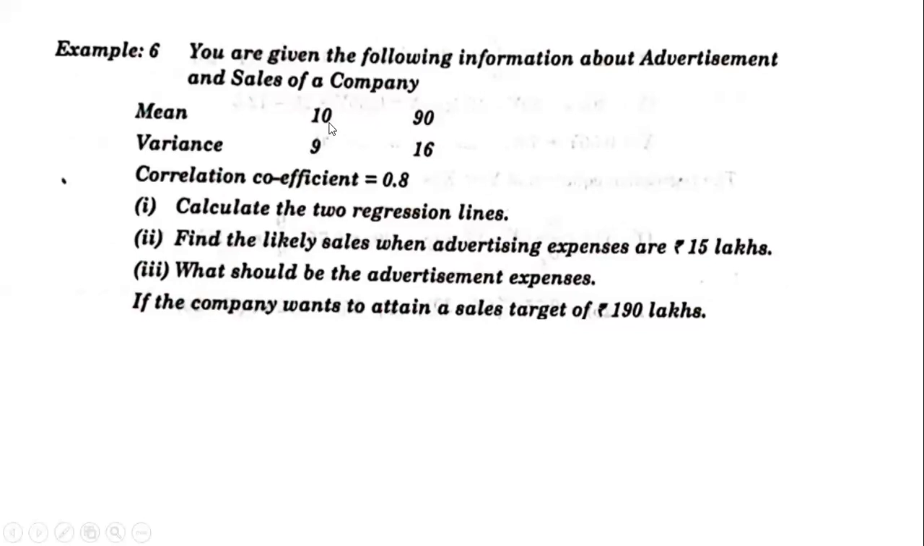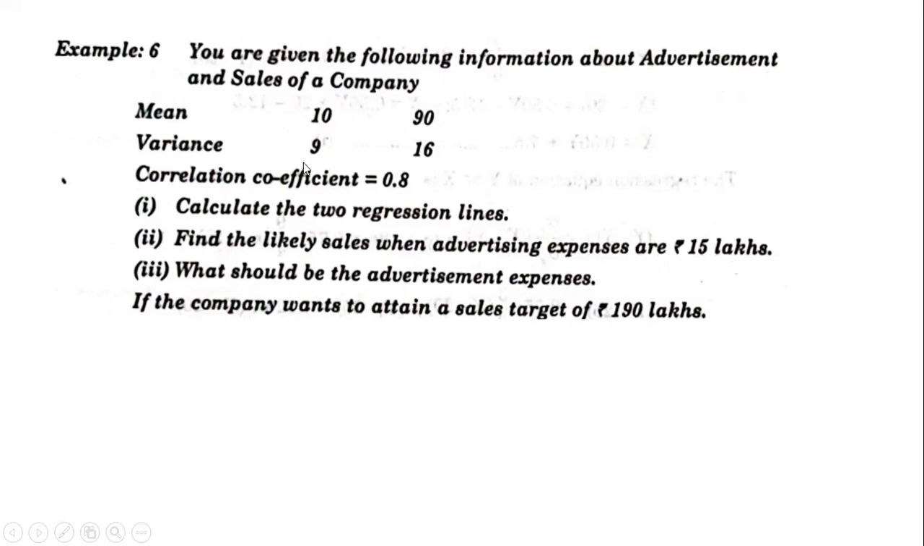Mean values are given here, 10 and 90. Variance is given as 9 and 16. Coefficient of correlation is given here. Calculate the two regression equation lines, that is y on x and x on y. You have to calculate what will be the likely sales when advertisement expenses are 15 lakh, and what will be the advertisement expenses if the company obtains a sales target of 190 lakhs.